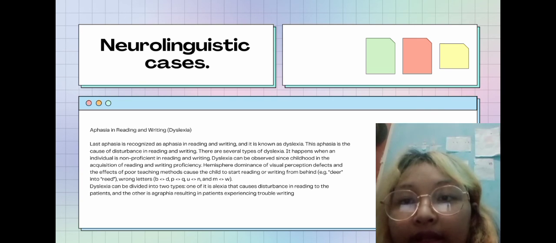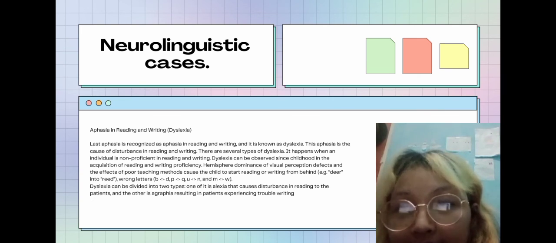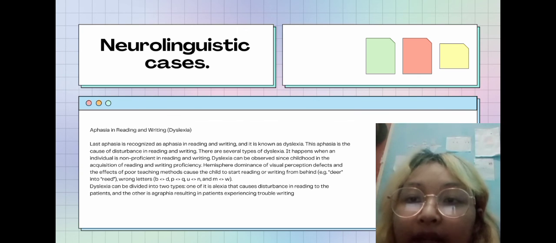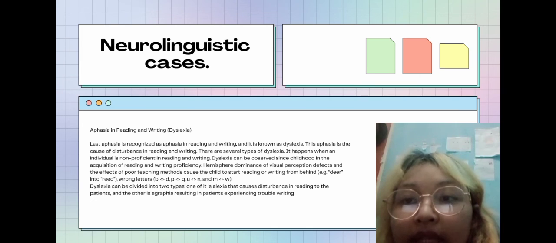Dyslexia can be divided into two types. One of them is alexia, which causes disturbance in reading for the patient. The other is agraphia, resulting in the patient experiencing trouble writing.